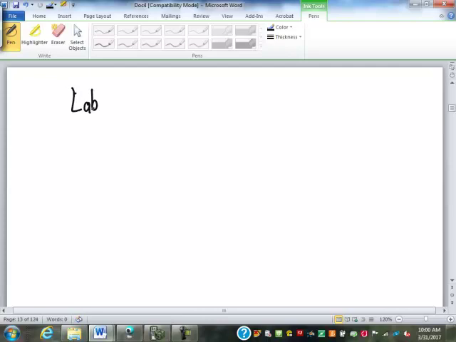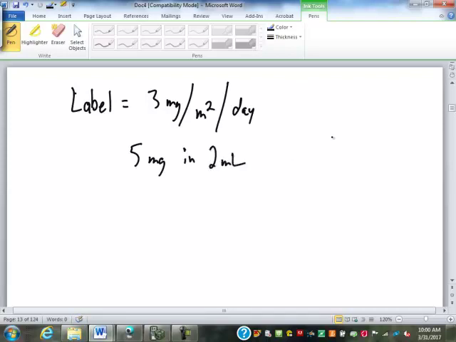So the doctor orders you to administer a medication to a patient. The label says 3 milligrams per square meter per day, and that it is concentrated as 5 milligrams in 2 milliliters.